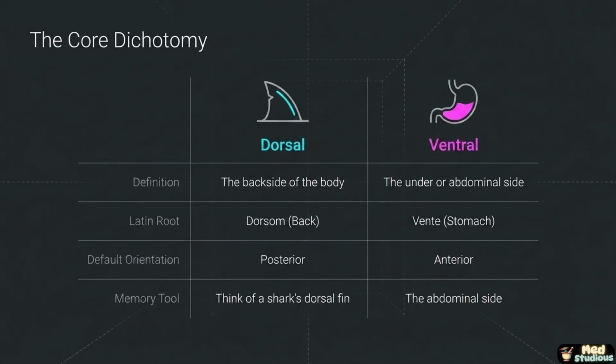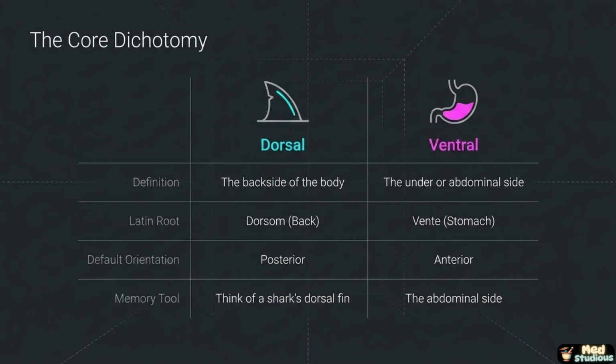Now let's define the two stars of today's lesson. Dorsal comes from the Latin word dorsum, meaning back. It refers to the backside of the body, the posterior surface. A helpful memory trick? Think of a shark's dorsal fin, which sticks up from the back of the fish. Ventral, on the other hand, comes from the Latin venter, meaning stomach. It refers to the under or abdominal side of the body, the anterior surface. So in simple terms, dorsal equals the back, ventral equals the front or belly side.